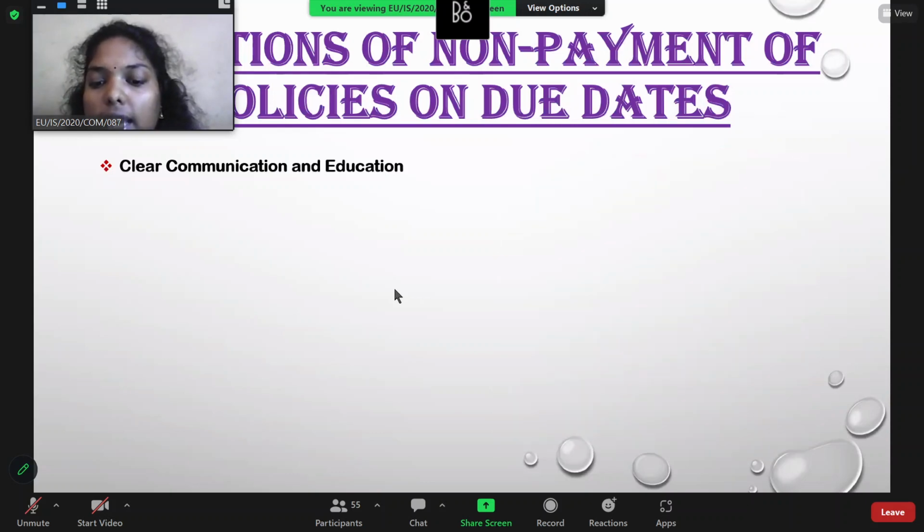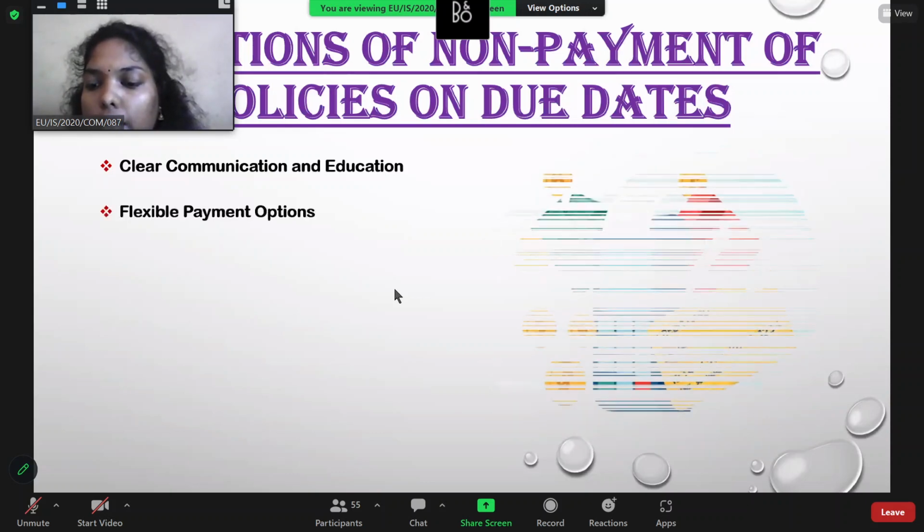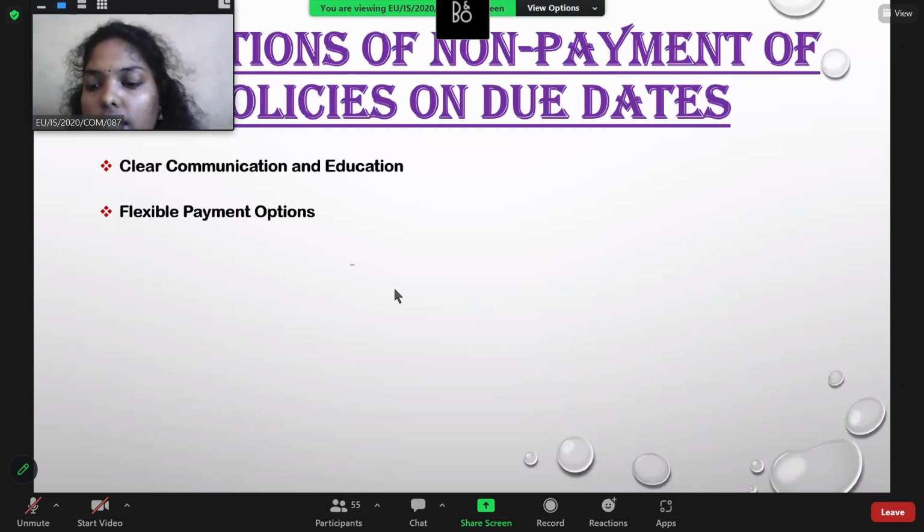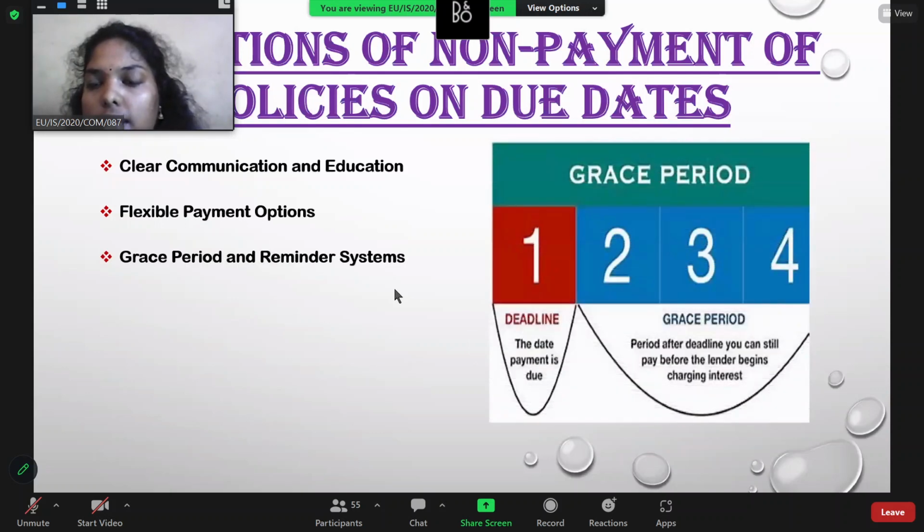Next, grace period and reminder system. Janashakti Insurance can also establish a reminder system such as automatic messages, emails, or SMS to remind the policyholder of upcoming payment deadlines. Financial assistance and installment plans.